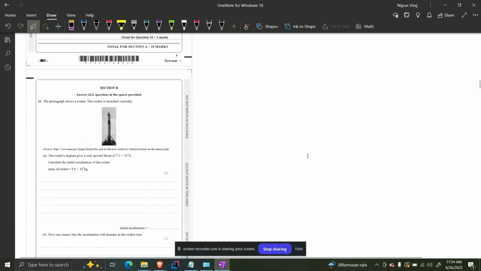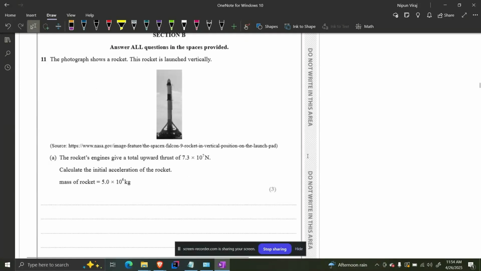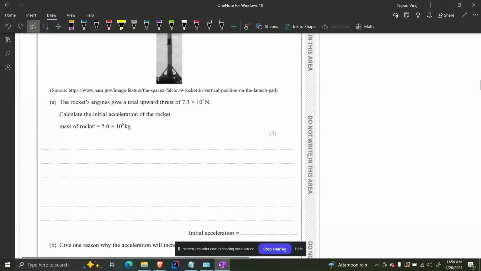Right. First of all, let's go to the 11th question. Photograph shows a rocket. The rocket is launched vertically. The rocket's engines give a total upward thrust of 7.3 into 10 to the power 7 newtons. Calculate the initial acceleration of the rocket. So, how to calculate the initial acceleration of the rocket? First of all, we should calculate the weight.